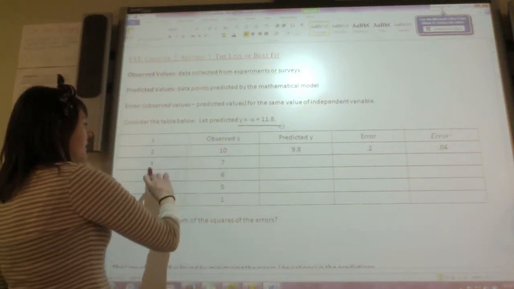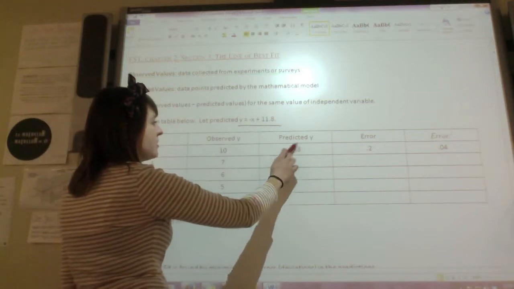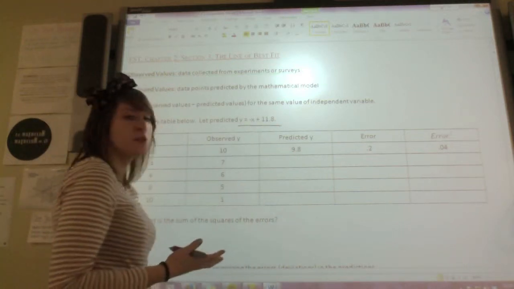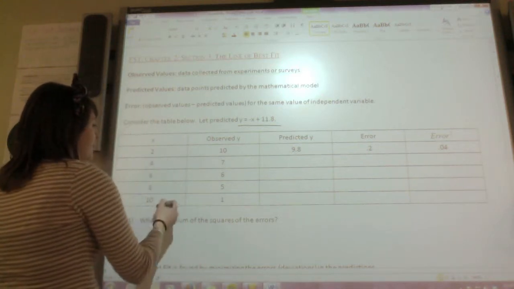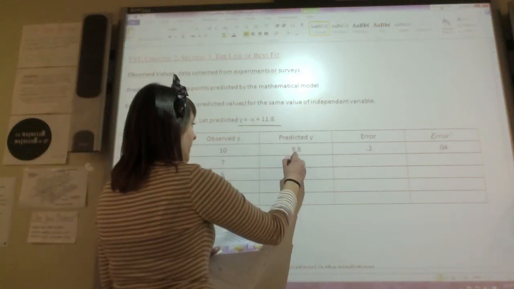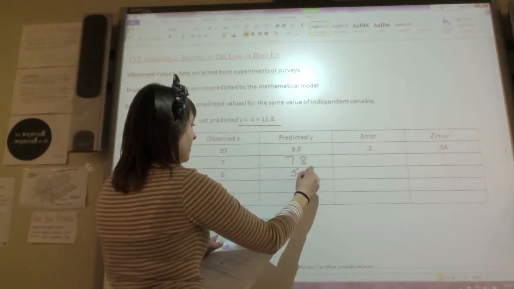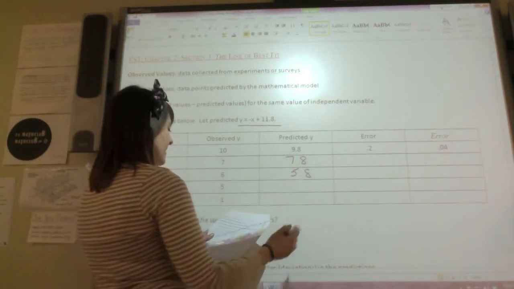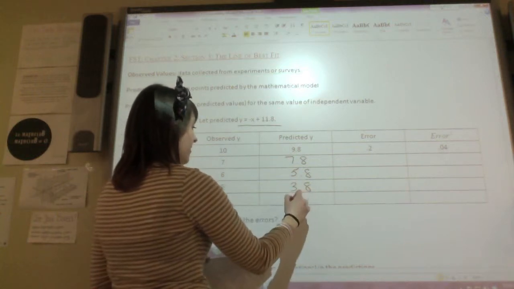So if I plug in a 2, I have negative 2 plus 11.8, that gives me 9.8. So that would be my predicted y value for x equals 2. Now I'm going to do the same thing for all these other x values. So if I plug in a 4, I would get 7.8. If I plug in a 6, I would get 5.8. If I plug in an 8, I would get 3.8. And if I plug in a 10, I would get 1.8.